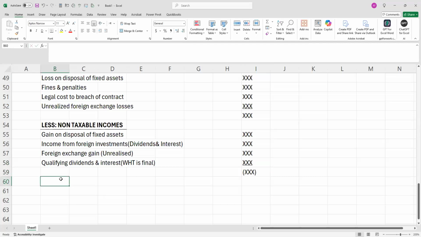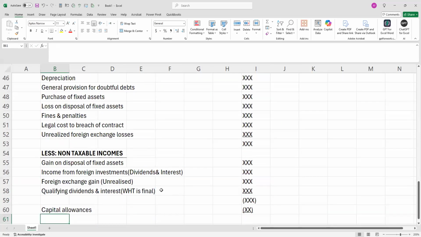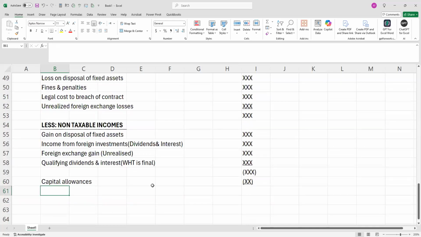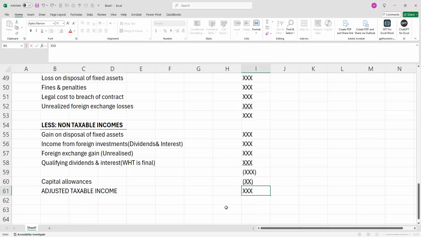Then consider capital allowances now. We also deduct them so that at the end of the day, whatever I'll be having here gives us what you're referring to as the adjusted taxable income. We have adjusted whatever was given to arrive at what we're supposed to consider for tax purposes.